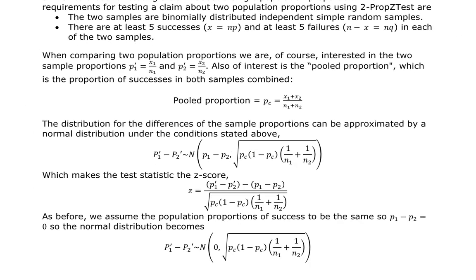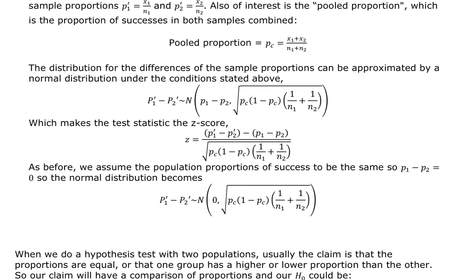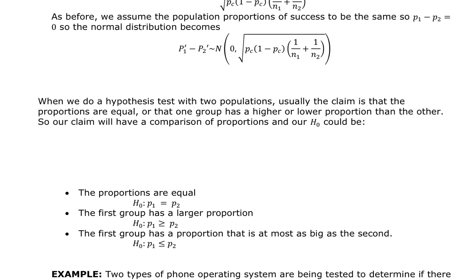The z-score looks similar to what we did in 10.1. We have the p1 minus the p2, and these are the sample success proportions as decimals, minus the p1 minus p2 of the populations. As before, we are going to assume the populations' proportions of successes to be the same, so we are going to have a 0 in here. And then our standard deviation is this calculation.